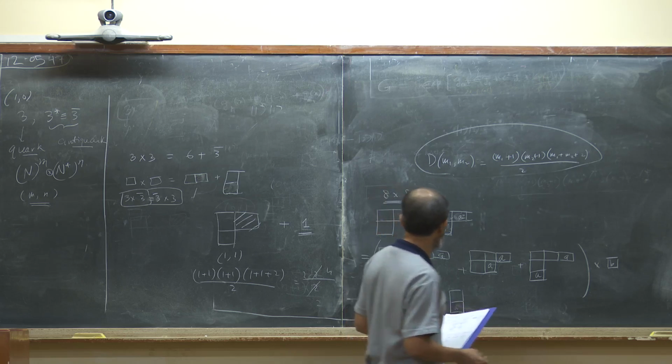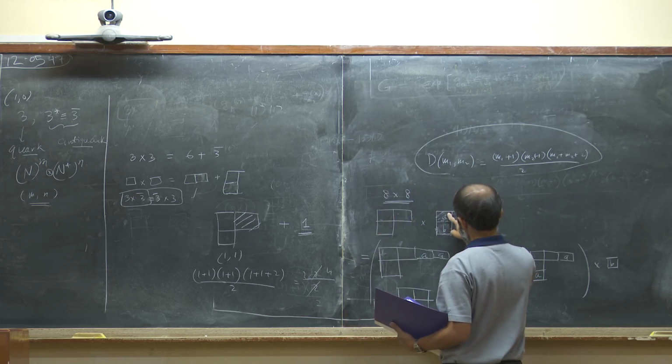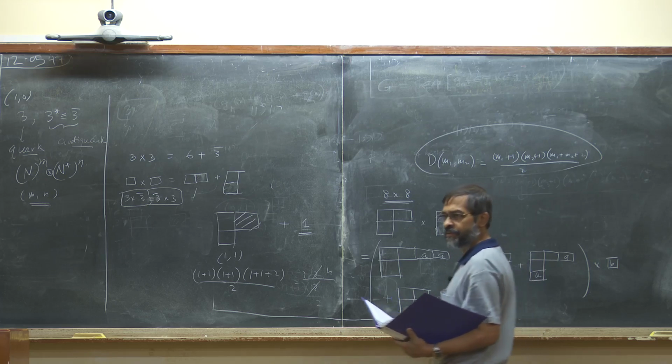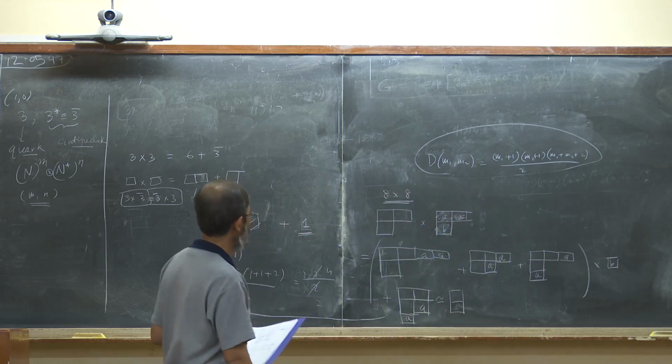Let's see. So I could only have, what are the numbers that could go in here? 1, 2, minus 2, 1. Yeah, I think here probably it will work out that way.